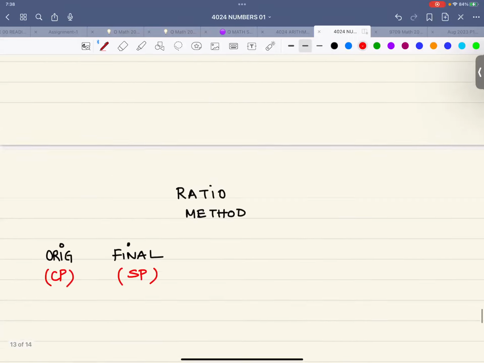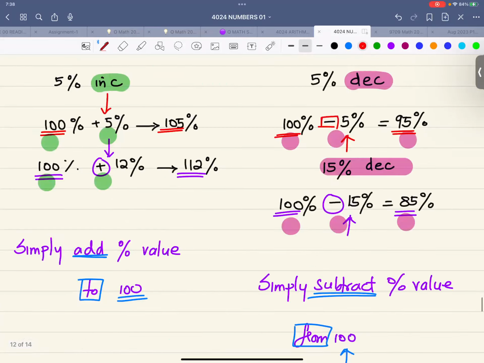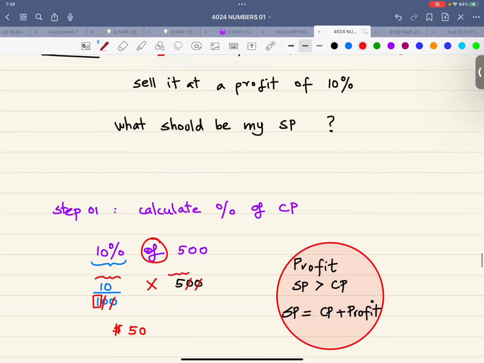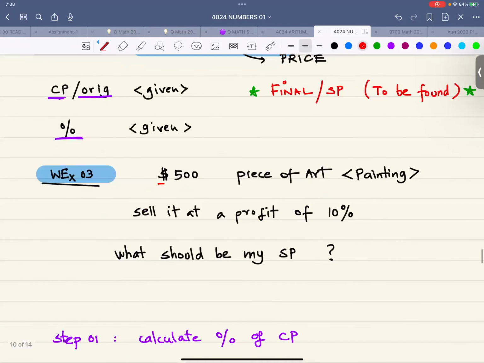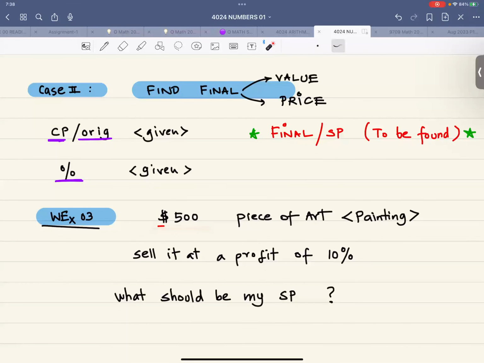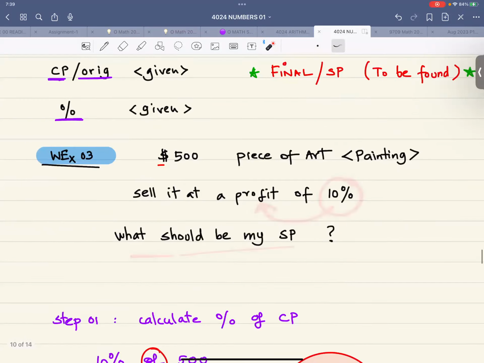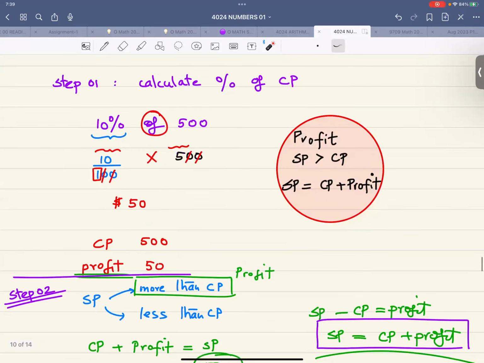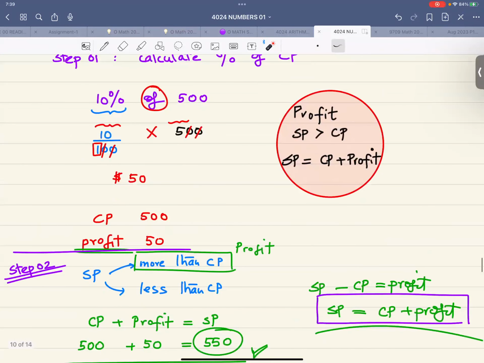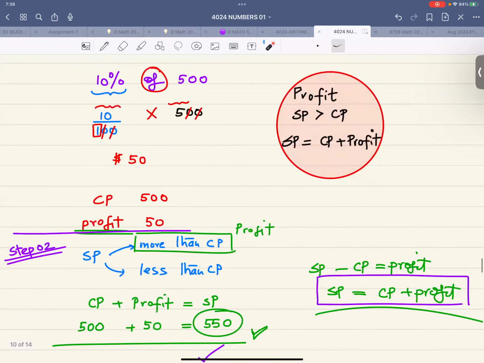Now let me go to this question which was previously explained. That was worked example 3, and we already know the answer. What was worked example 3? There is a $500 piece of art, a painting, and we want to sell it at a profit of 10%. What should be my selling price? This was one way: $50 was 10% of 500, and we add it to the cost price. The final answer is 550.